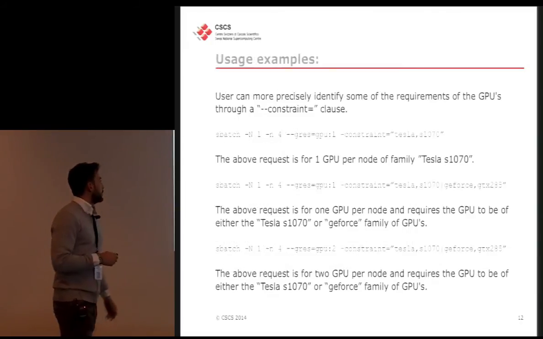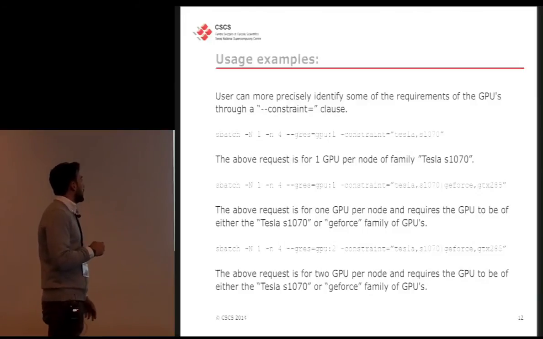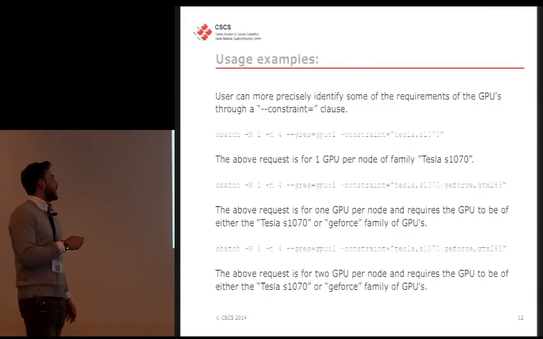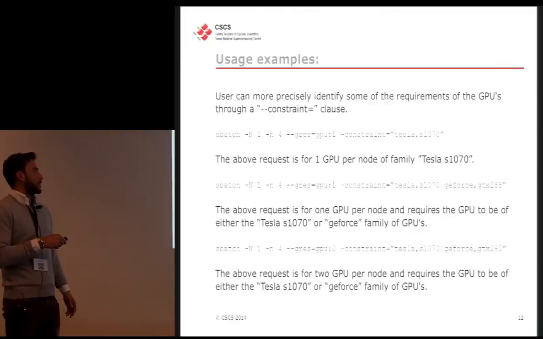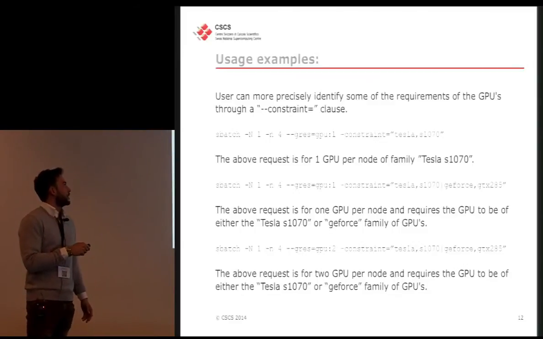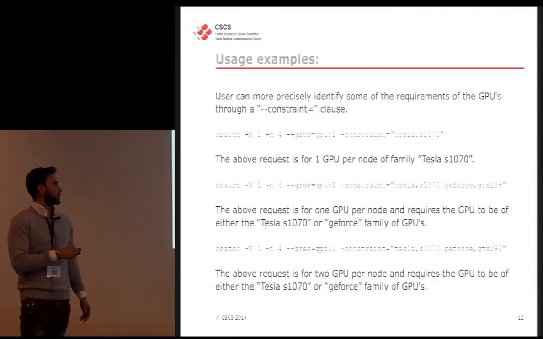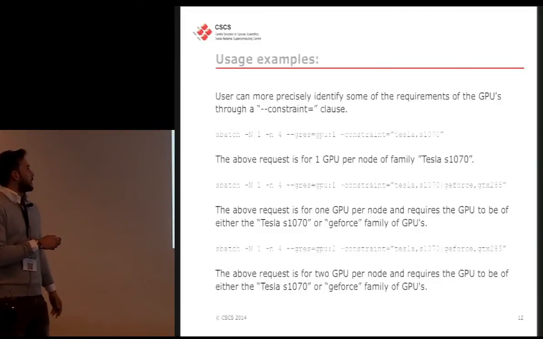Some usage examples. On the first line, we are just asking for one node. We want a generic resource, which is one GPU. And this is the way we specify the label feature that is written in the slurm.conf, with the option constraint. So here we're asking for one GPU of this kind.